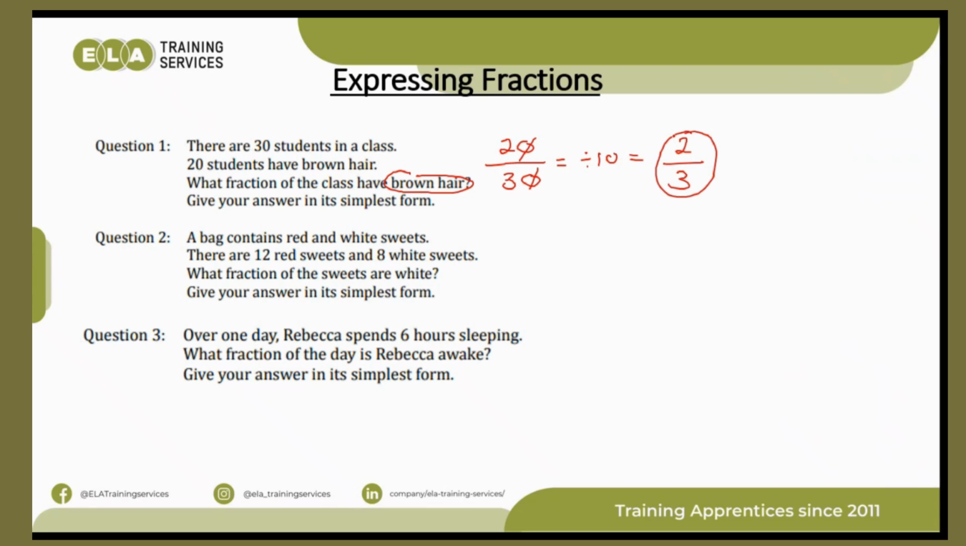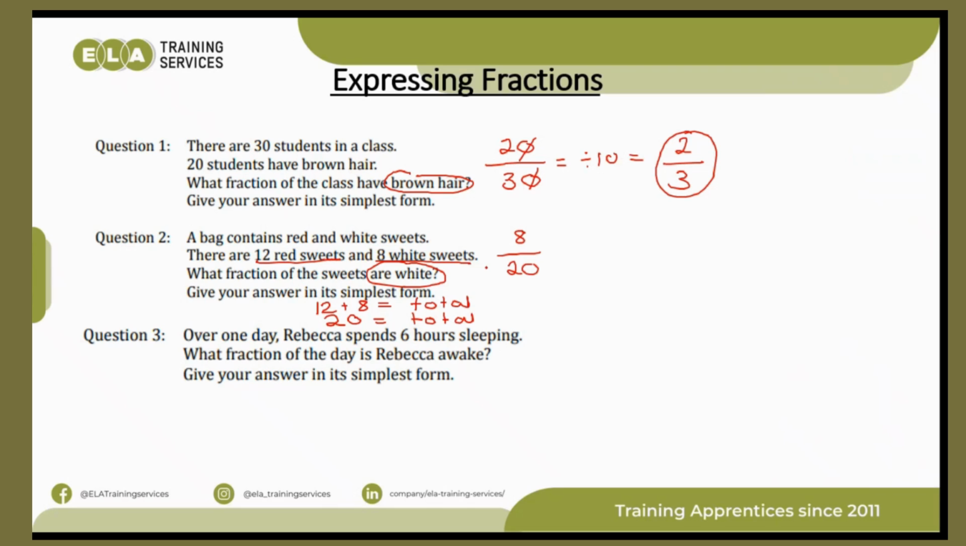Okay, question 2. A bag contained red and white sweets. There are 12 red sweets and 8 white sweets. What fraction of the sweets are white? So we're looking for how many sweets are white, which is 8, and then we are looking for our total. Now our total is not given in the question, but if we do 12 add 8, that's going to give us our total. So 20 is our total. So it's going to be 8 over 20.